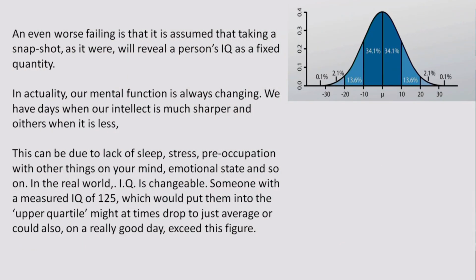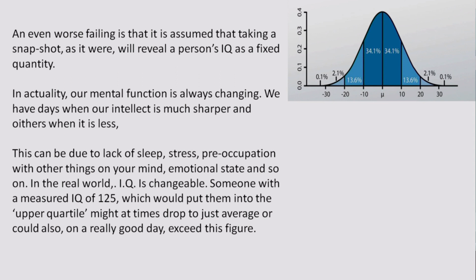An even worse failing is that it's assumed that taking a snapshot, as it were, will reveal a person's IQ as a fixed quantity. In actuality, our mental function is always changing. We have days when our intellect is much sharper and others when it is less. This can be due to lack of sleep, stress, preoccupation with other things on our minds, emotional states. For example, you may have fallen in love, or you may have just been dumped by your girlfriend or boyfriend. Now, that's going to put you out.